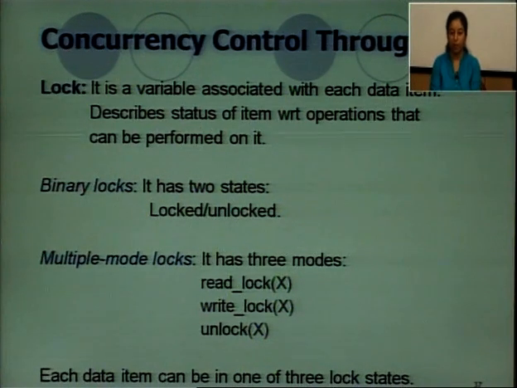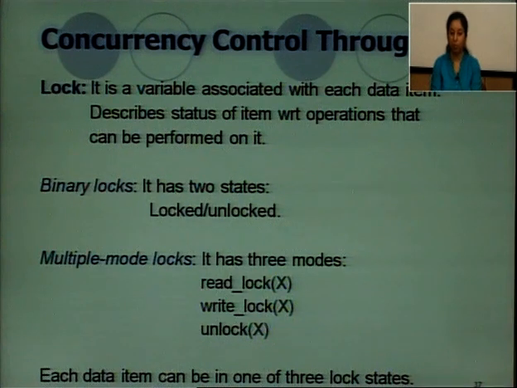Next, we will move to locks. Locks are very important to transaction processing. They are used to stop the process until the transaction moves to the next state. So, what is a lock? It is a variable associated with each data item, describing the status of the item with respect to the operations that can be performed on it.